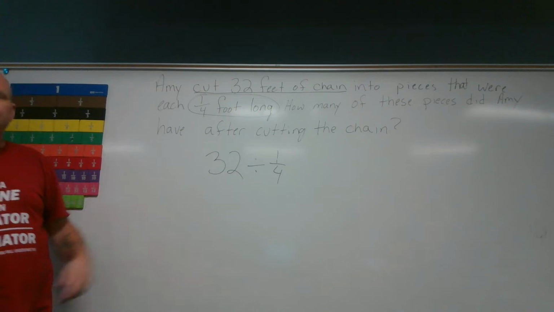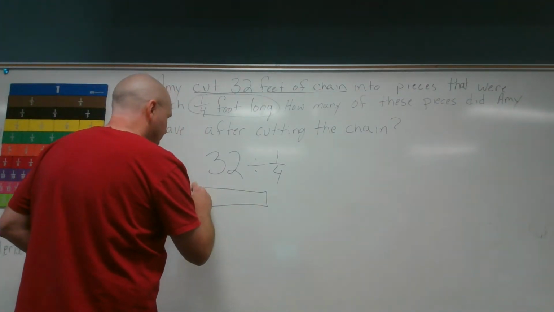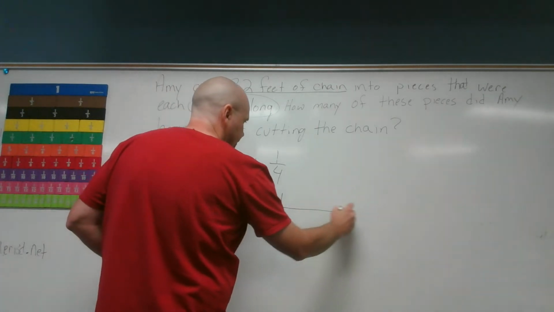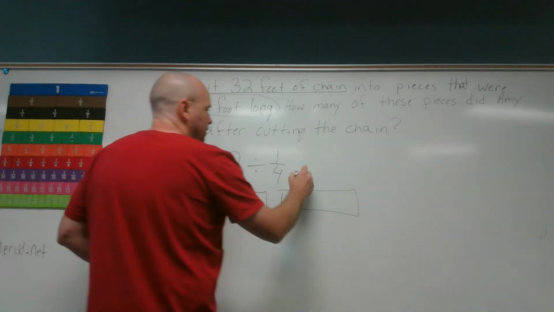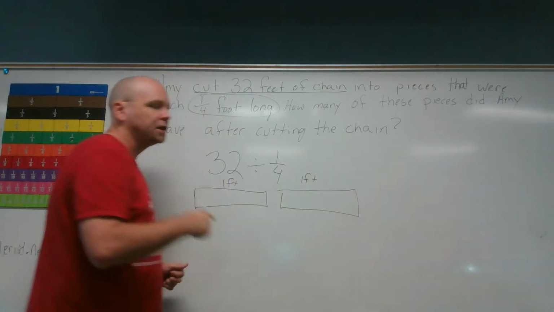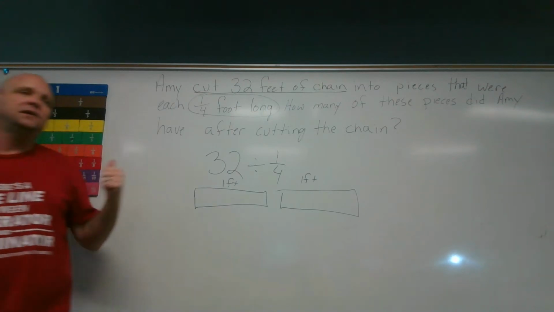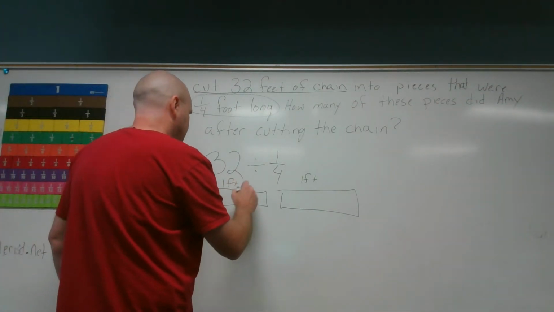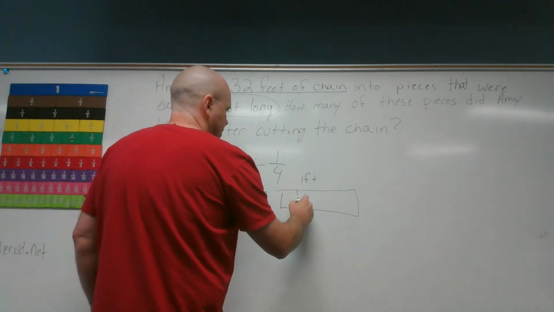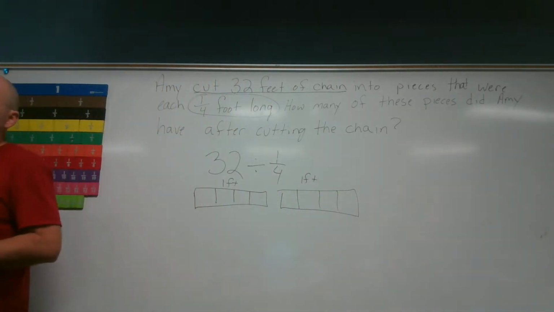Now, I have 32 wholes. W-H-O-L-E-S. I could draw 32 feet, with this being 1 foot, this being 1 foot, and I could draw this 32 times. I could cut it into fourths. Here's 1 foot cut into fourths, a second foot cut into fourths, but that would be a beating if I had to draw that 32 times.